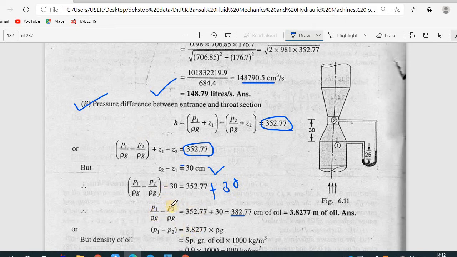So P1 by rho g minus P2 by rho g equals this value, and this negative value we take to the right side, which will be plus 30. So the difference of pressure, P1 by rho g minus P2 by rho g, is coming out to be 3.8277 meter of oil.